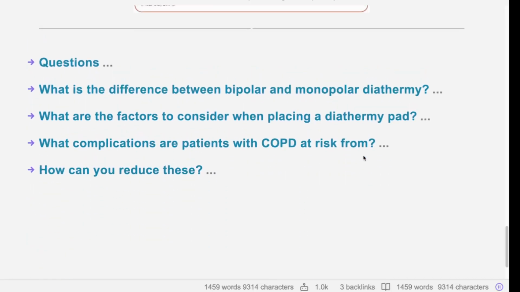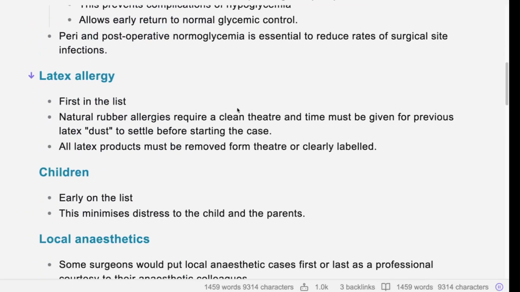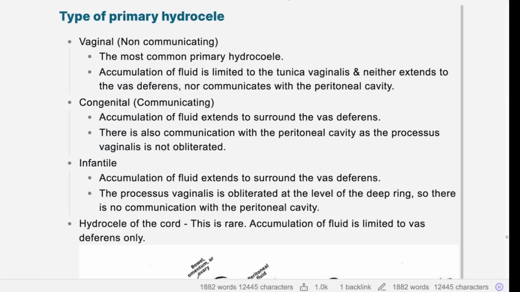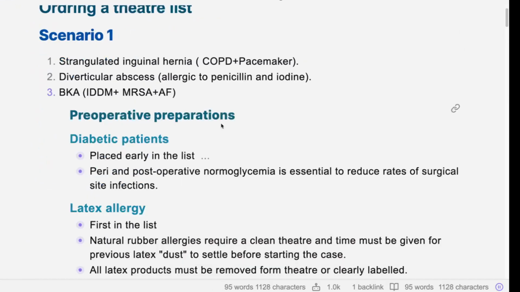All right, let's ask a few questions here before moving on to our next step. What is the type of anesthesia for each case on the list? If we go back, that was our list. For the strangulated hernia, the patient has COPD and a pacemaker as well. Being COPD, general anesthesia might increase the risk of atelectasis, pneumonia, and exacerbation of COPD. So always consider local and regional anesthesia for them.